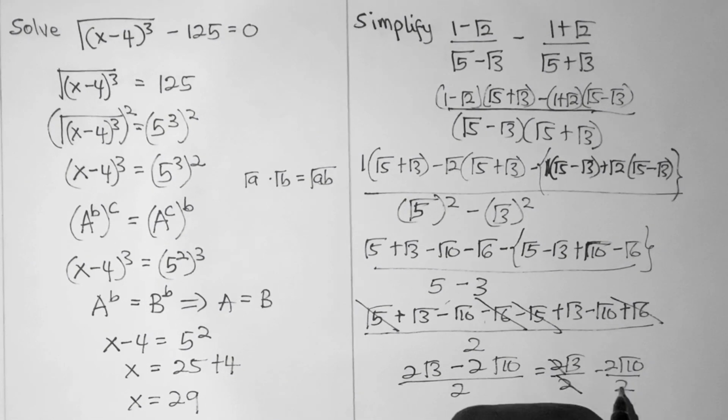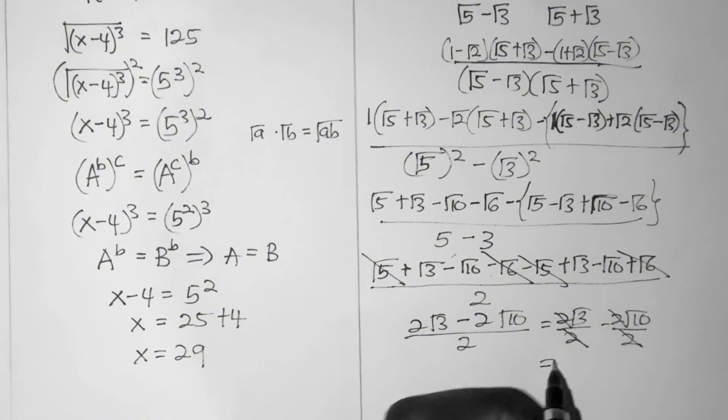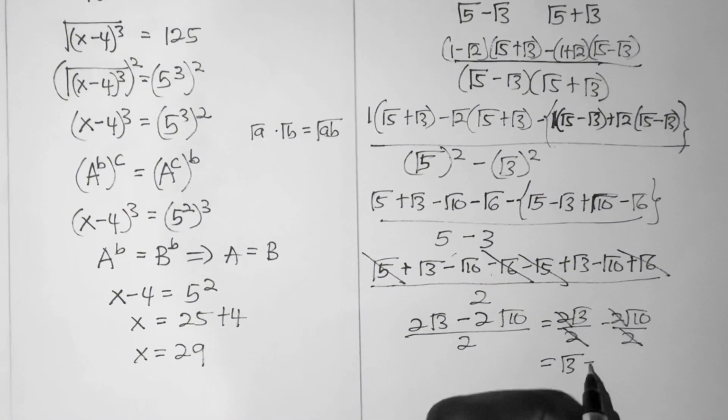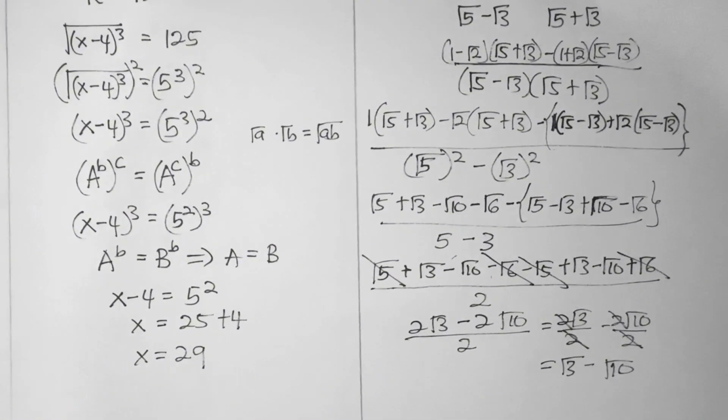So this 2 and this 2 will cancel, and this one 2 will cancel. So this is equal to root 3 minus root 10.